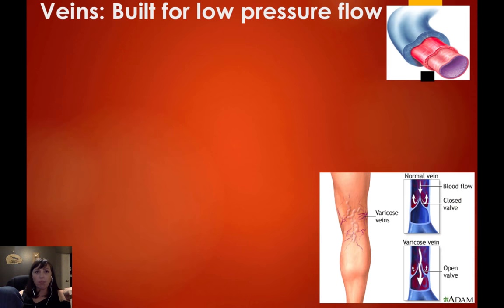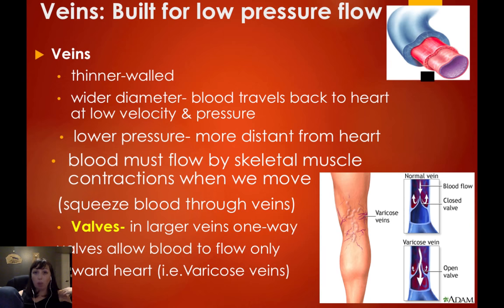Okay. Veins are built for lower pressure flow, and veins are thinner walled because of that. They have a wider diameter. Blood travels back to the heart at a low velocity and pressure. There is lower pressure because they're more distant from the heart, especially if you think about blood returning from your toes all the way back into your heart. And blood must flow by skeletal muscle contractions when we move. And this is where it's squeezing blood through our veins.